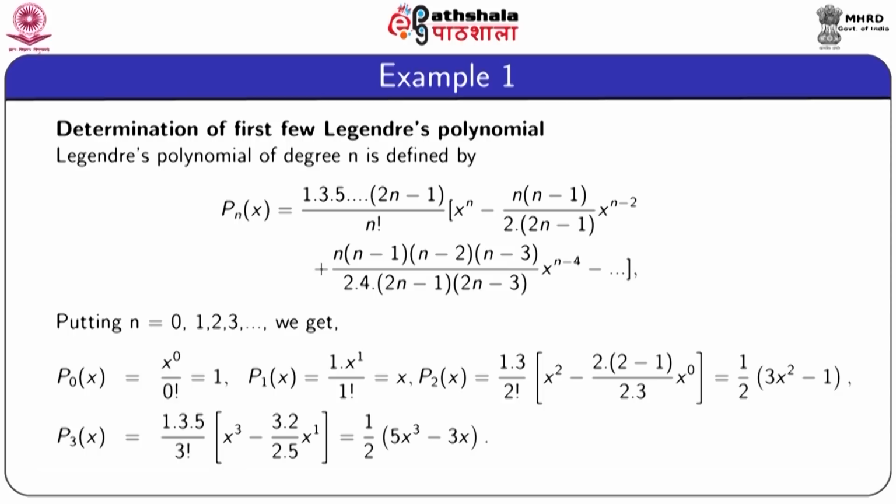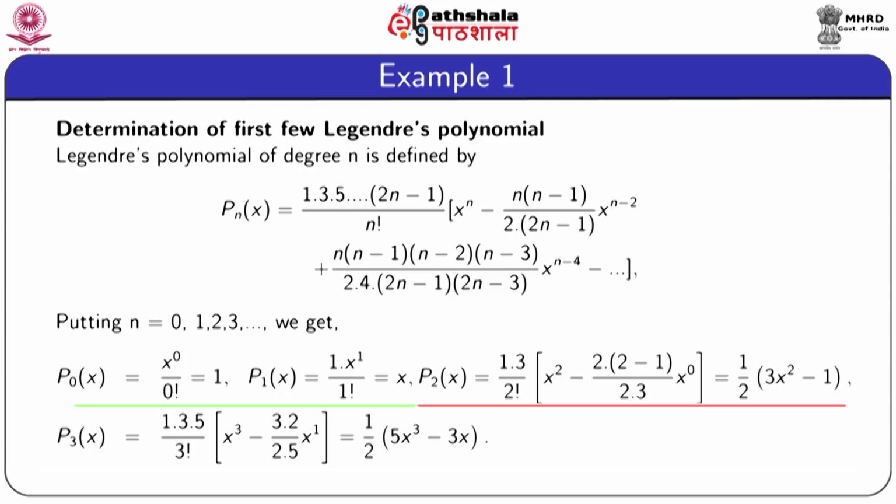That is why in P0(x) you get x to the power 0 by 0 factorial and the value is 1. For n equal to 1, if I plug n equal to 1 here, I get 2 minus 1 which is 1. So, it will stop here. Then x to the power 1 divided by 1 factorial, and for n equal to 1 all these terms become 0. So, that is why you get P1(x) equal to 1 into x to the power 1 by 1 factorial, which is equal to x.